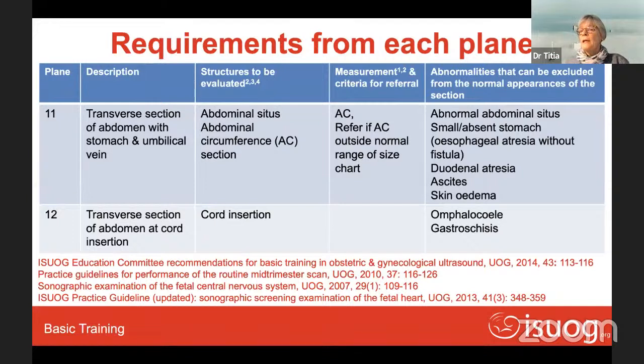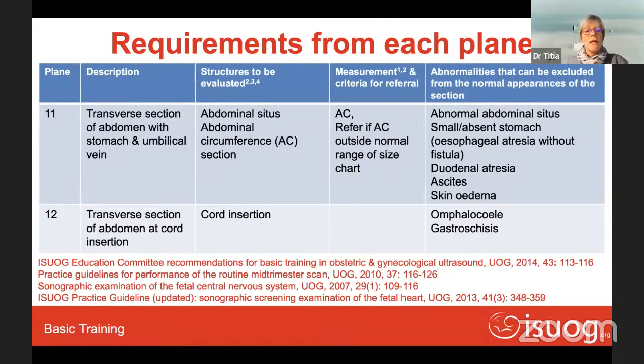Well, in the first place, obviously, an abnormal abdominal situs, and this is something you must know at the beginning of your scan. You will be aware if the stomach is small or absent. You might be dealing with an esophageal atresia, but it might also be normal. You might be dealing with a duodenal atresia, with a situs, and with skin edema.